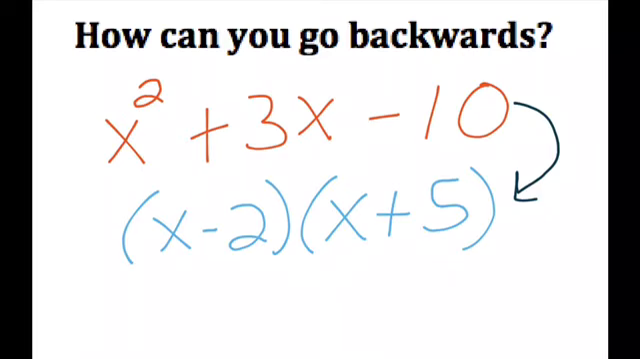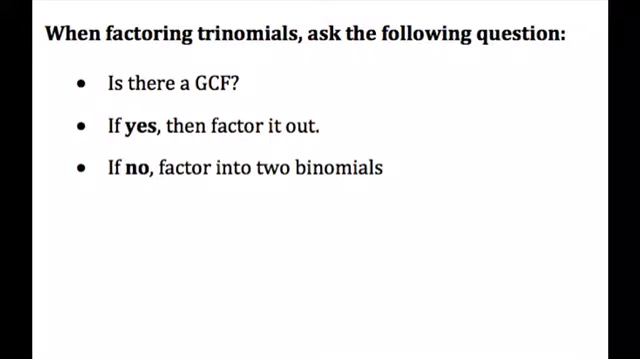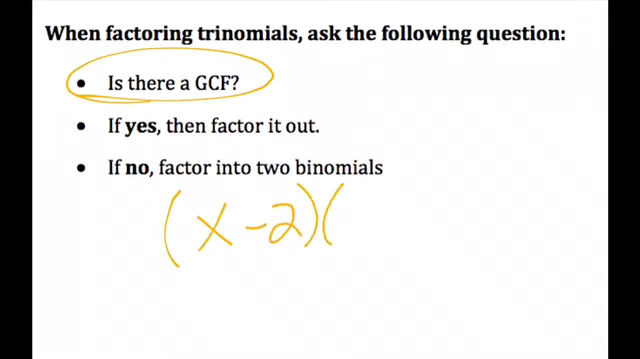Well, first of all, when we're factoring, we're always going to ask the following question. Is there a GCF? That's the first thing we want to do every time. If my answer is yes, then I'm going to factor it out like I did in lesson 11-4. If my answer is no, then we're going to factor into two binomials, just like we saw on the previous page. So where I'd have like x minus 2 times x plus 5, that would be two binomials.